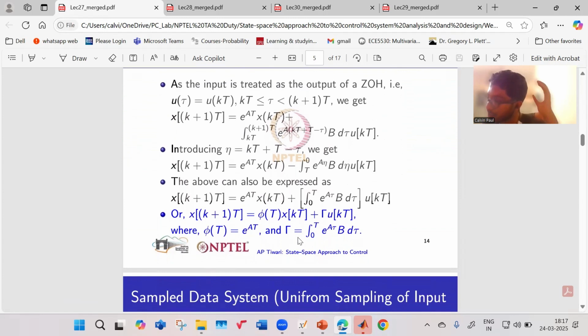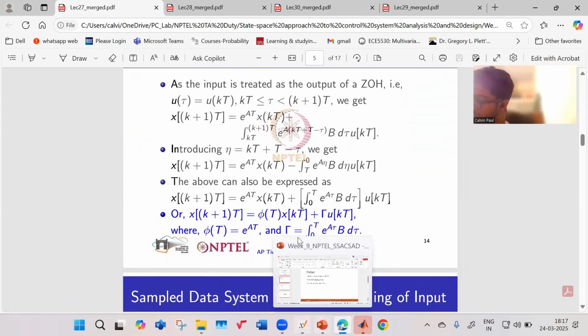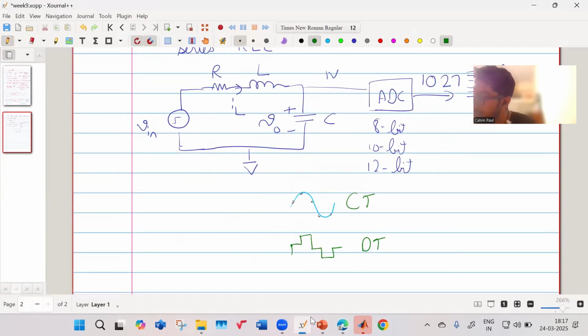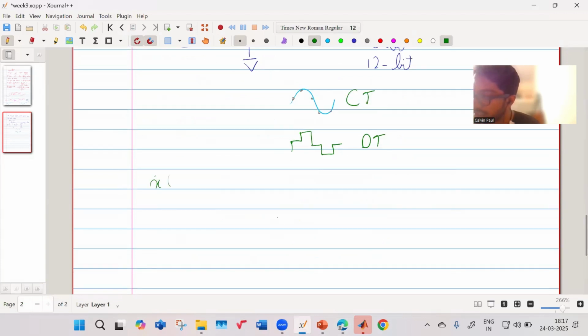Let us say I have a system which is given by x dot of t is equal to A into x of t plus B into u of t. This is a continuous time system.